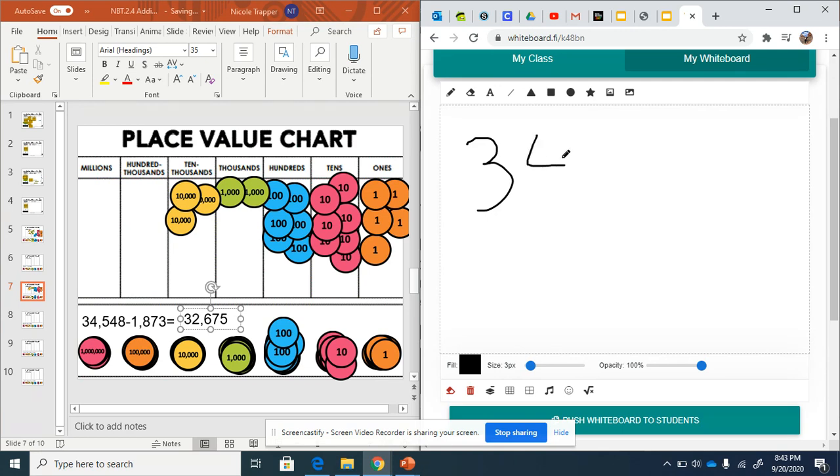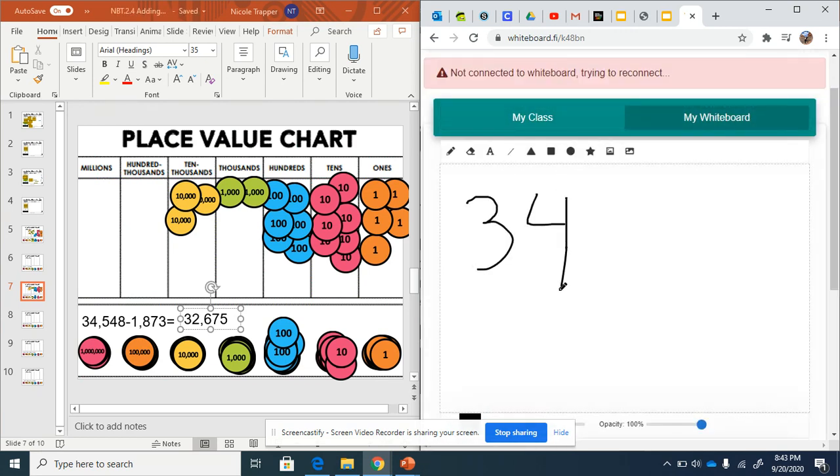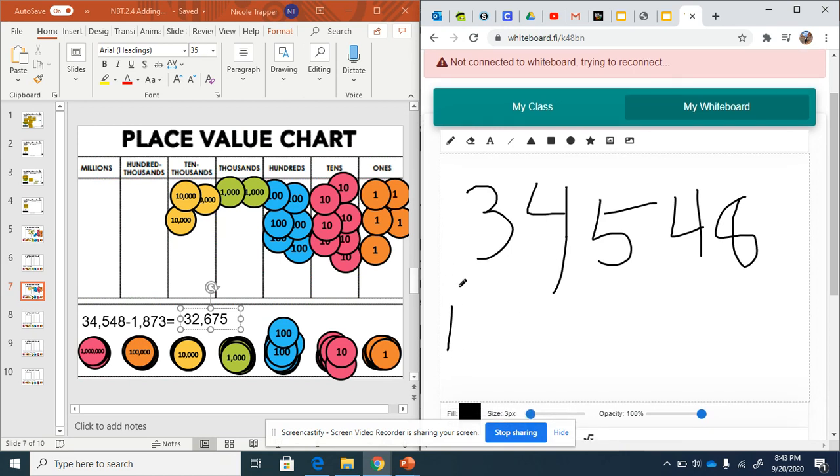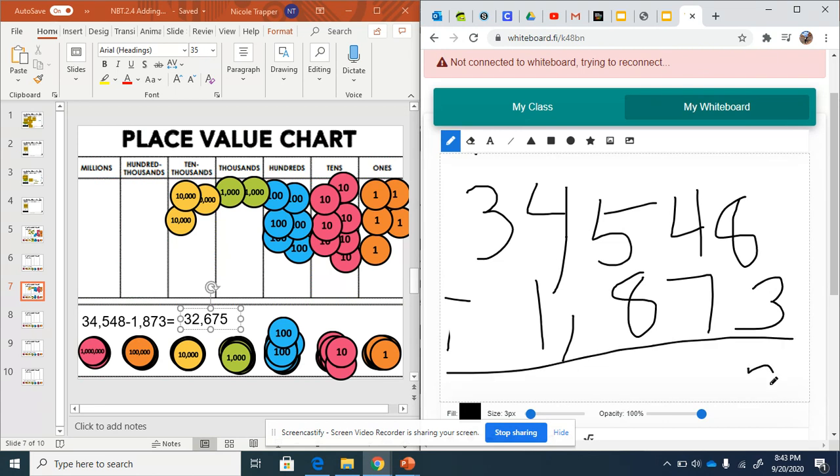So 34,548 minus 1,873. 8 minus 3 is 5. 40. 4 tens minus 7 tens we can't do, so I'm taking one of the hundreds and making it into 4 hundreds and making this into 14 tens. 14 minus 7 is 7.